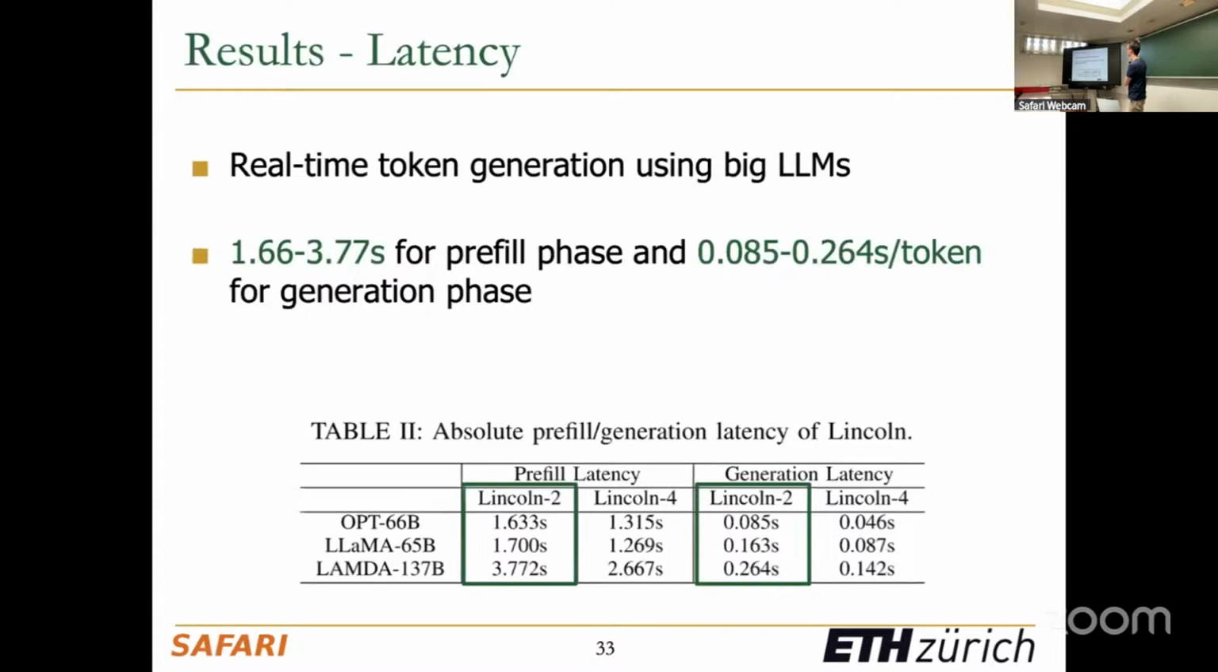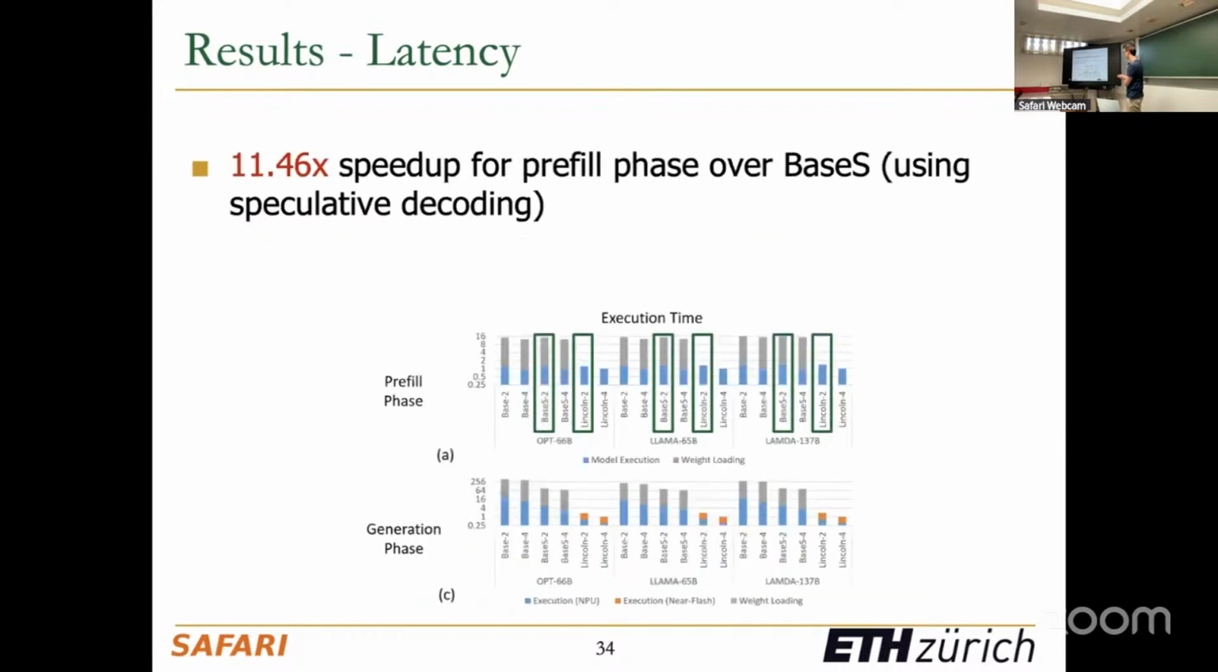So without further ado, they achieved real-time token generation using big LLMs. As you can see here, there is between 1.6 and 3.7 seconds of latency for prefill phase, and between 0.08 seconds and 0.2 seconds per token for generation phase. So except the very big model, it solves real-time token generation. I would like to point out, those are already big models. Usually you would be running maybe up to 8 billion parameter models on your machine.